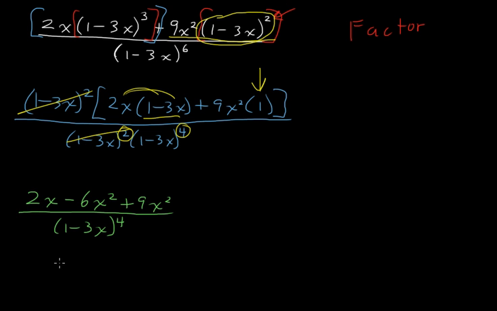So now we'll combine like terms, and we get 2x plus 3x squared all over 1 minus 3x to the fourth. Now we can factor out that x, and let's do that right now.